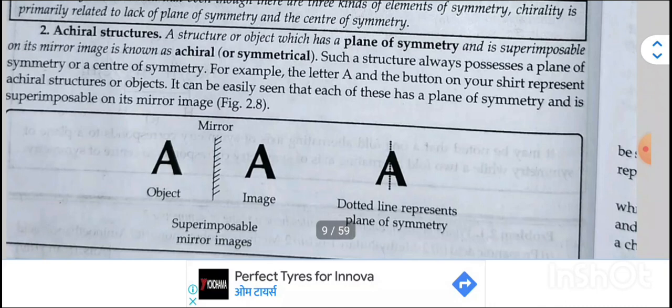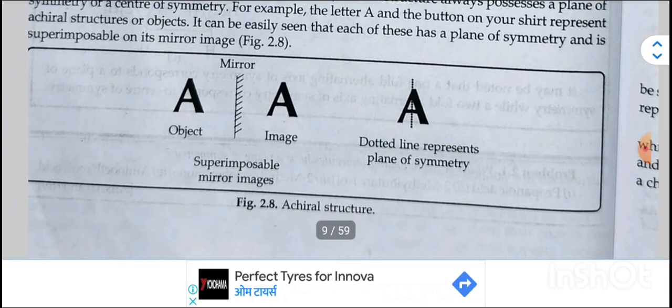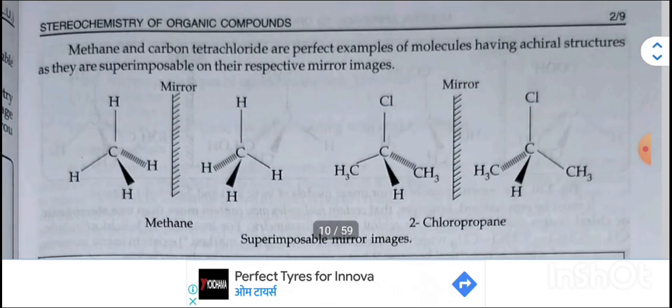An achiral structure is a structure or object which has a plane of symmetry and is superimposable on its mirror image, and is known as an achiral or symmetrical structure. Such a structure always possesses a plane of symmetry or center of symmetry. For example, the letter A and the button on your shirt represent achiral structures or objects. It can be easily seen that each of these has a POS and is superimposable on its mirror image.